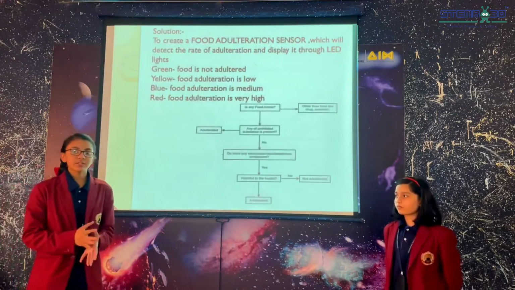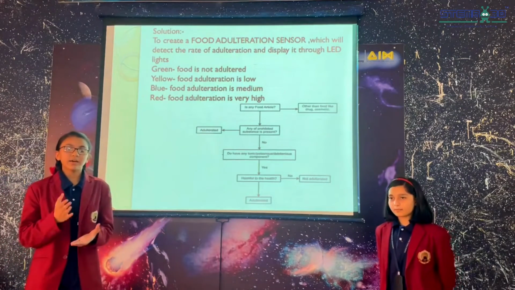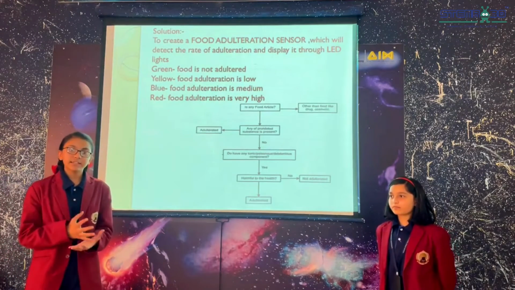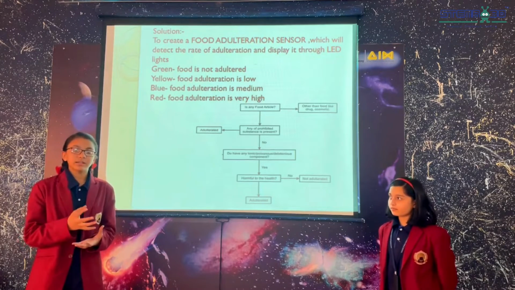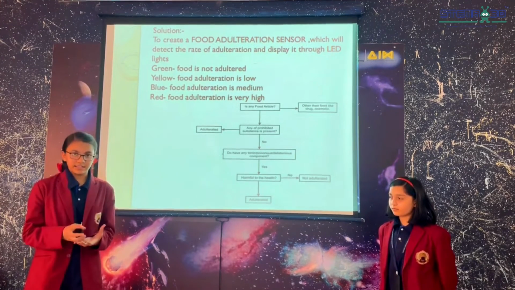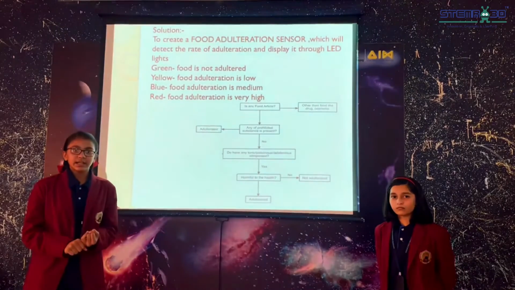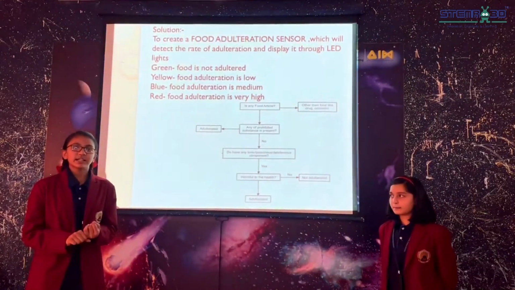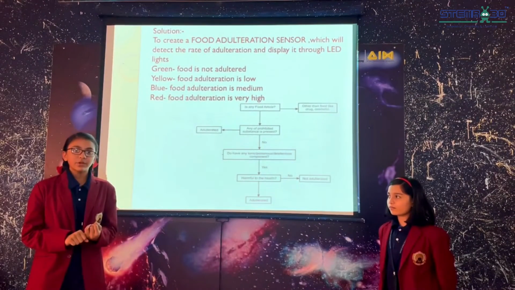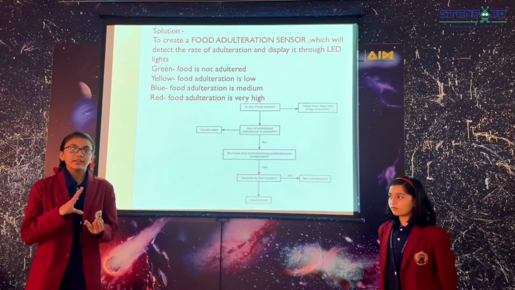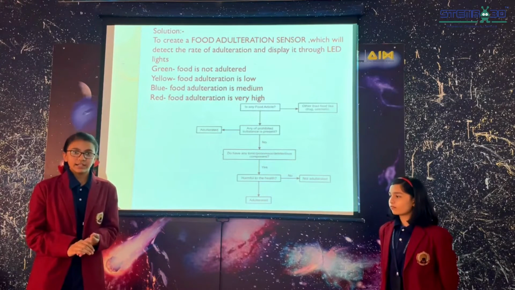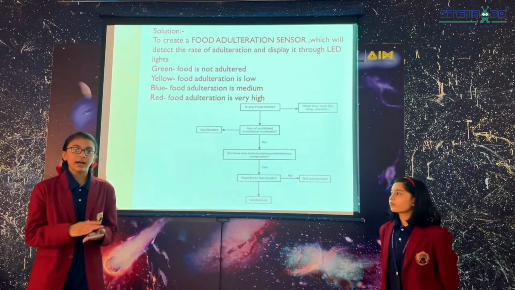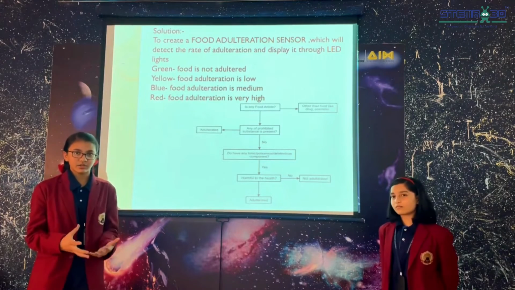So our solution for this problem is to create a food adulteration sensor which will detect the rate of food adulteration, displayed through LED lights. The green light indicates food adulteration is not there. The yellow light indicates low food adulteration. The blue light indicates medium food adulteration, and the red light indicates high food adulteration.